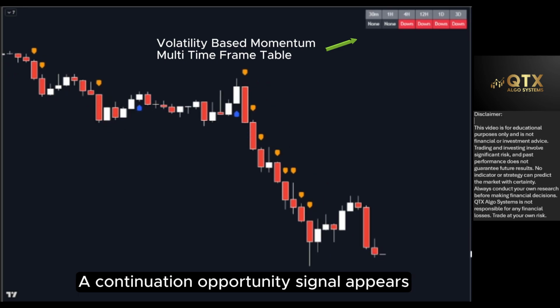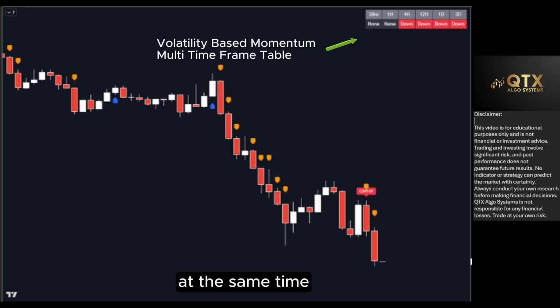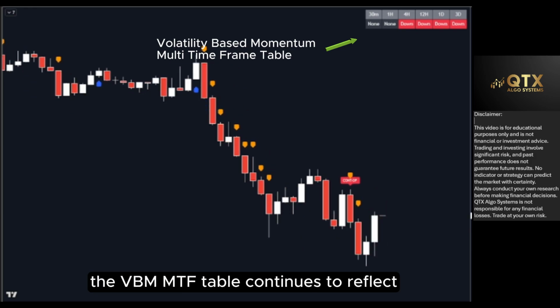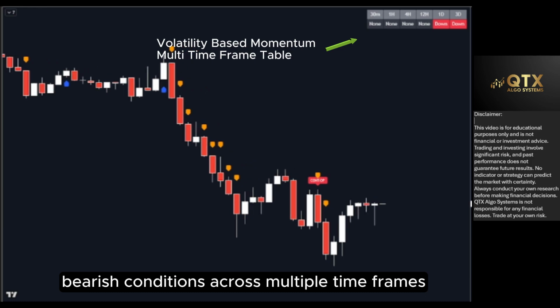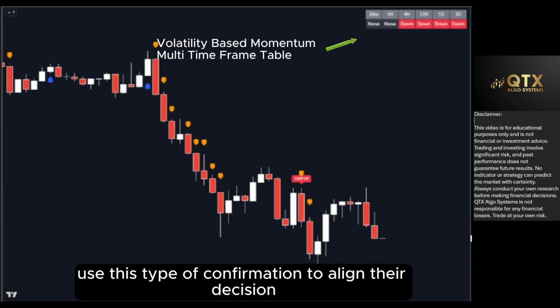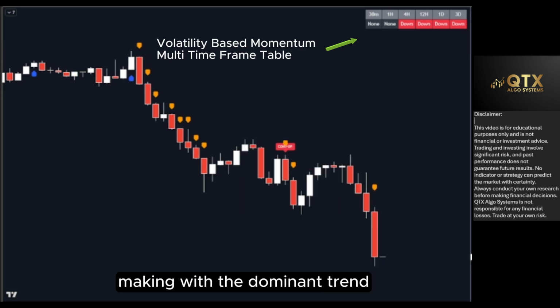A continuation opportunity signal appears. At the same time, the VBM MTF table continues to reflect bearish conditions across multiple time frames. Some traders use this type of confirmation to align their decision-making with the dominant trend.